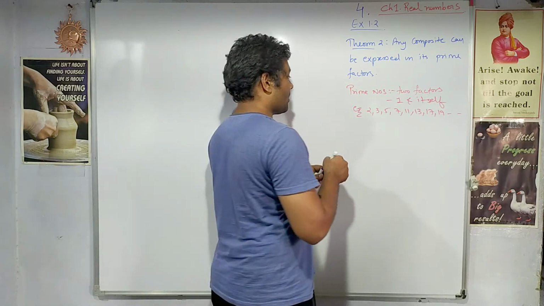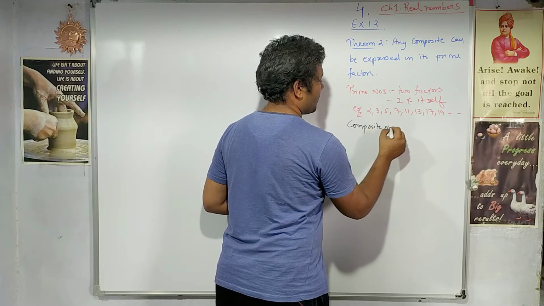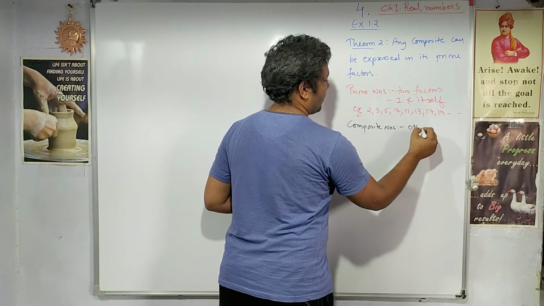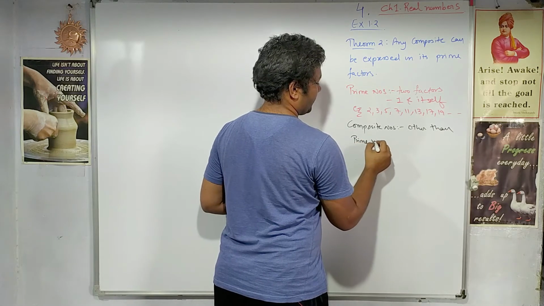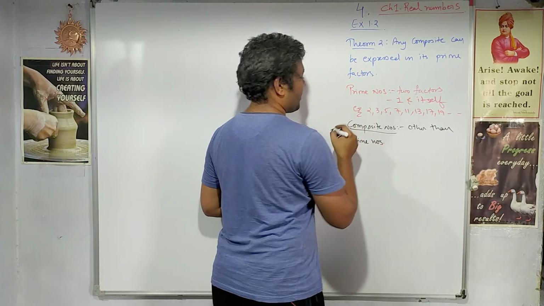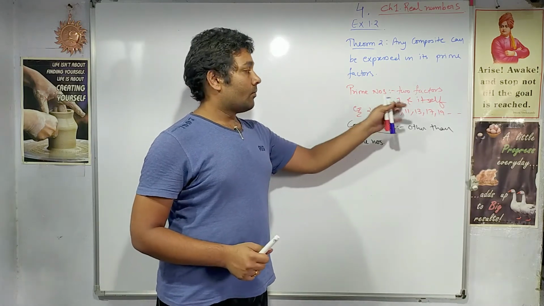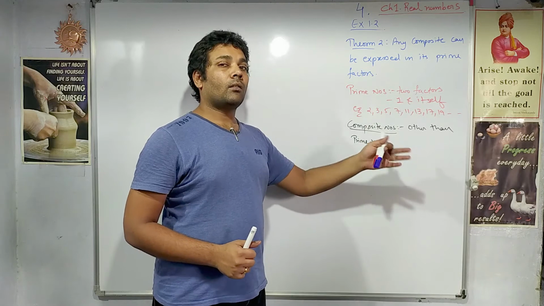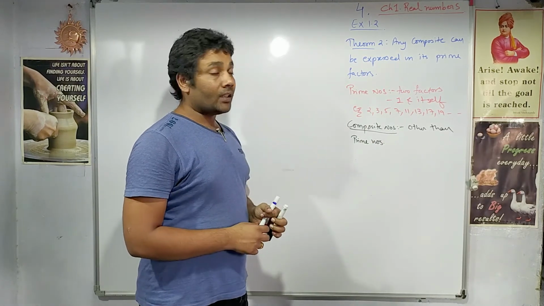Then composite numbers. What are composite numbers? Composite numbers are the numbers other than prime numbers. Other than prime numbers, we call them composite numbers, because they have more than 2 factors: 1, itself, and one more factor. So now let us see what this theorem means.